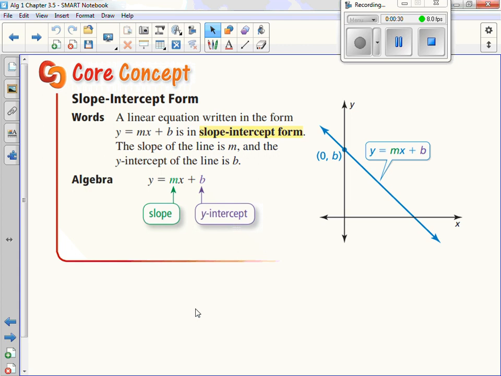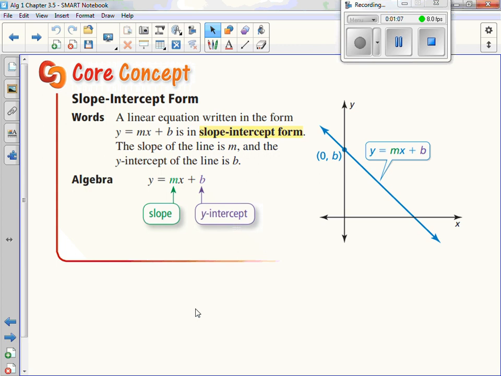Now, what we'll be talking about today is slope-intercept form. Slope-intercept form comes in the form of y equals mx plus b. Y equals mx plus b is slope-intercept form. And the reason they call this slope-intercept form is because the value of m is our slope. And the number that would go in the spot of b is the y-intercept. The value b is the y-intercept.